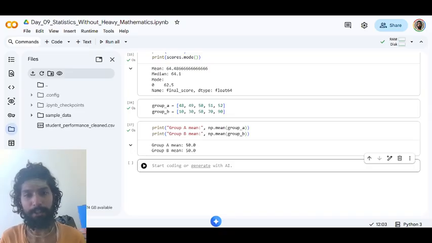This teaches us an important lesson. Two data sets can have the same mean, but look completely different. That is why we need measures of spread. The range is the difference between the largest and smallest values. Let us calculate it for both the groups.